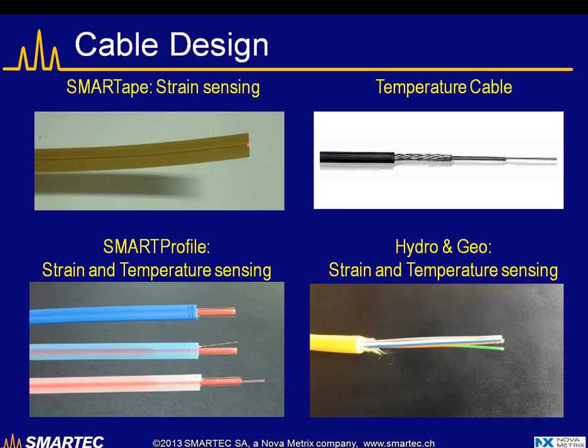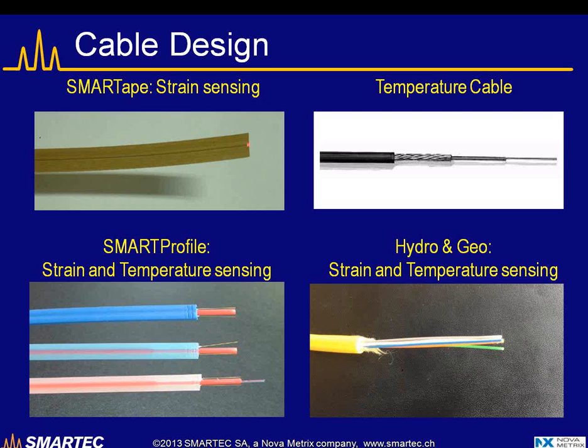Together with this instrument, we have developed an array of sensing cables that are used to measure strain and temperature. On the top left, you have the SMARTEC sensor. This is a composite patch cable, very flat, containing one optical fiber. So this is designed to measure strain on smooth surfaces. For example, it can be attached on concrete structures, steel structures, and other structures that are flat on the surface.